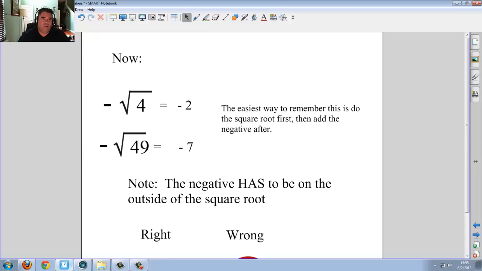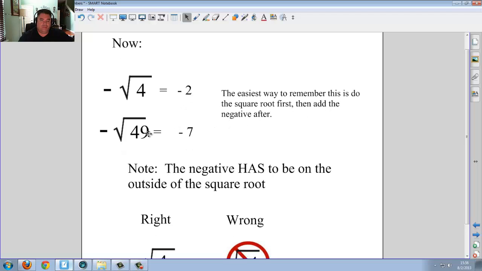Now, much like before, when you have a negative and you have a square root, the root goes first. So the root of 4 is 2. The negative has to wait its turn and then becomes negative 2. The easiest way to remember is to do the square root first, then add the negative after. Same here. Root of 49 is 7. Negative waits to make it negative 7.